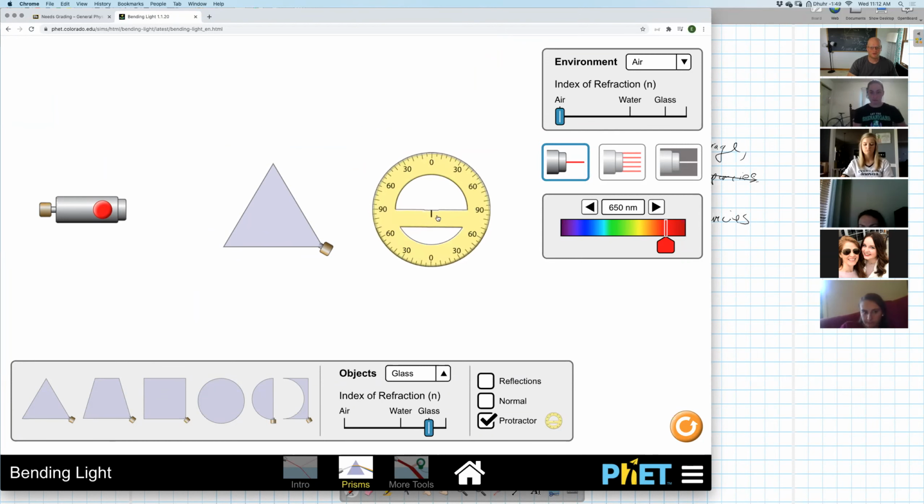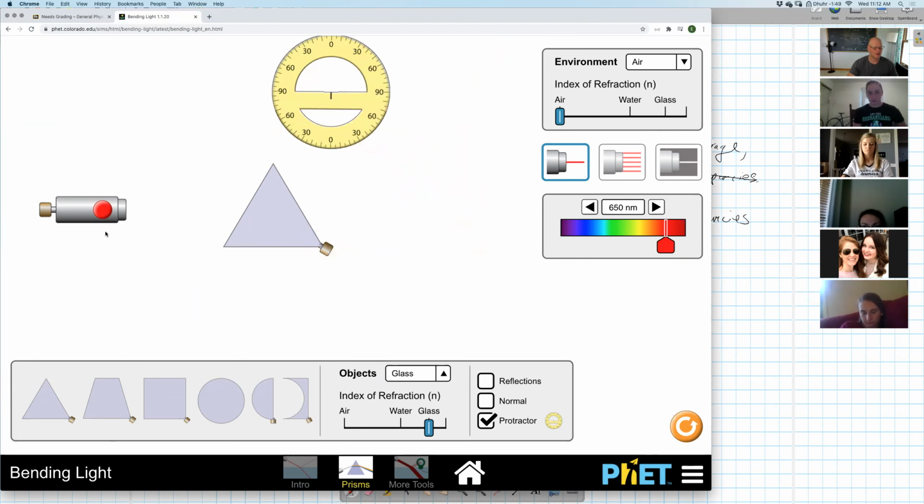So good. From here, we can move this guy around. Again, we're going to do basically the same thing. From here, I'm going to go ahead and shine the laser inside. Okay. And then from here, I want to turn on the normal lines as well. So from here, we're basically going to do the same thing.